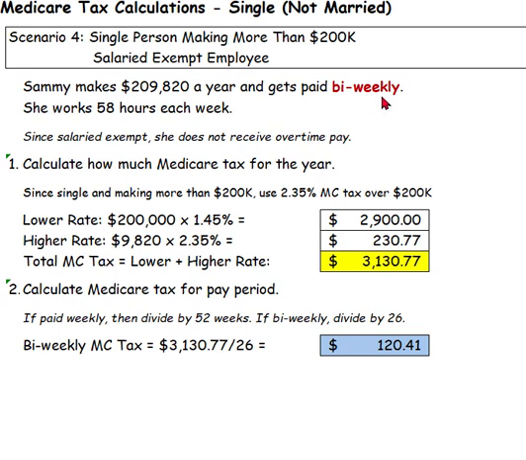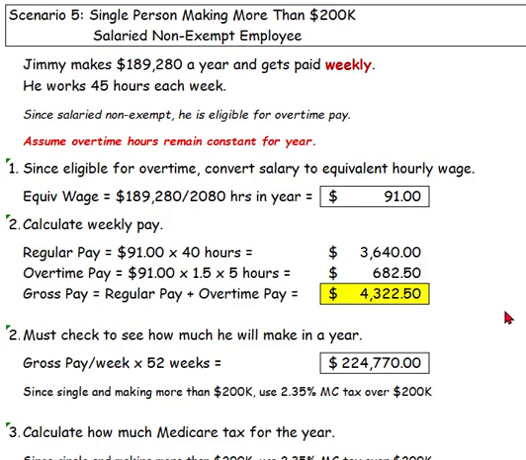We have to calculate the Medicare tax for each pay period. Since she is paid bi-weekly, there are 26 pay periods in the year instead of 52. So we take her total Medicare tax bill of $3,130.77 and divide it by the number of pay periods, which equates to $120.41 per pay period.